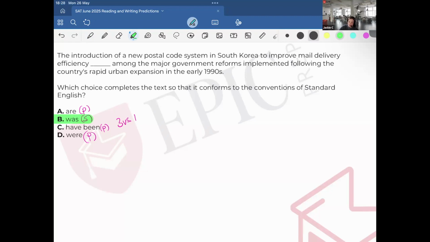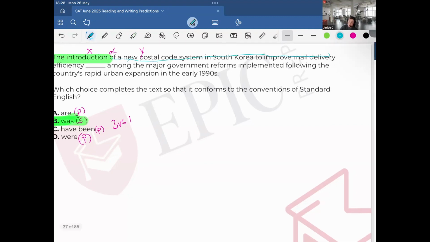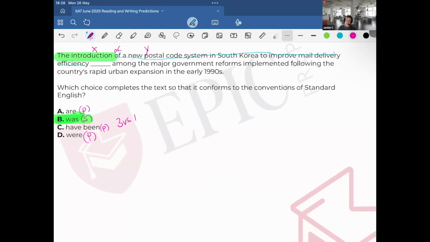So that's amazing. However, because we want to be thorough for your SAT preparation, let's check out what the subject actually is. So here, the introduction of, so here we have x of y, just like you saw in the previous question, each of them, that's x of y construction. The introduction of a new postal code system in South Korea to improve mail delivery was, oh, it's referring to introduction, which is singular, which goes with was. So basically, none of this even matters. Just a bunch of extra fluff SAT inserts to confuse you.